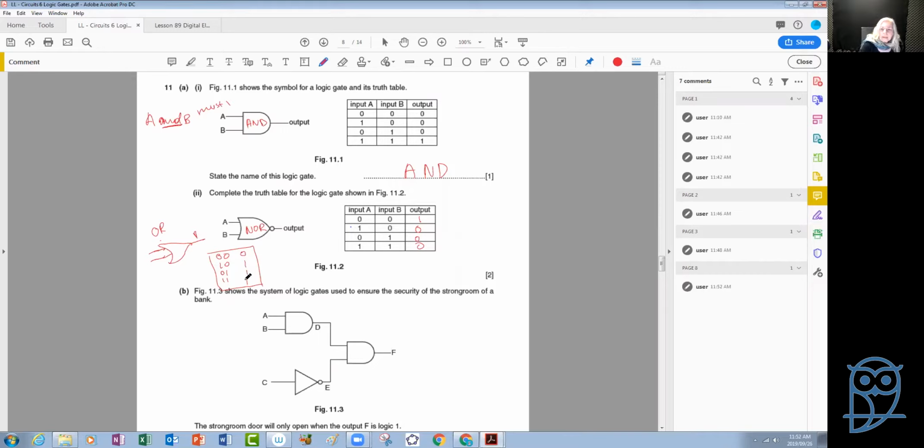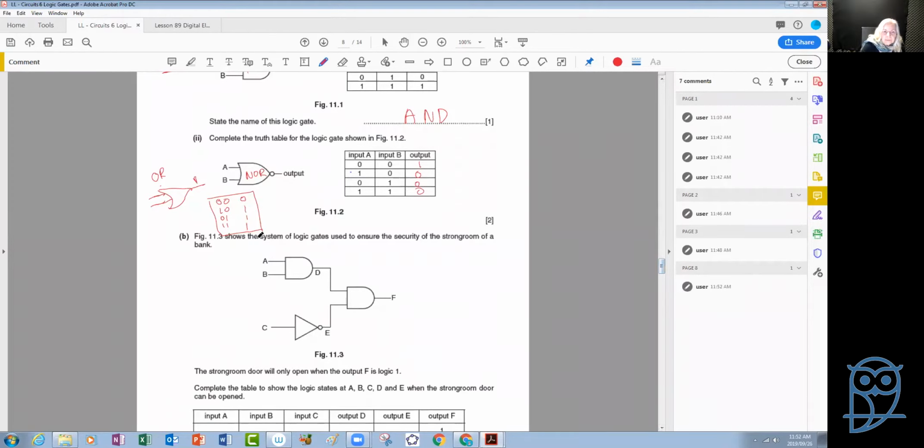The next question now says, the figure shows the system of logic gates used to ensure the security of the strong room of a bank, where they keep the money. The strong room door will only open when the output F is logic 1. So the door will only open if the final output here is 1.